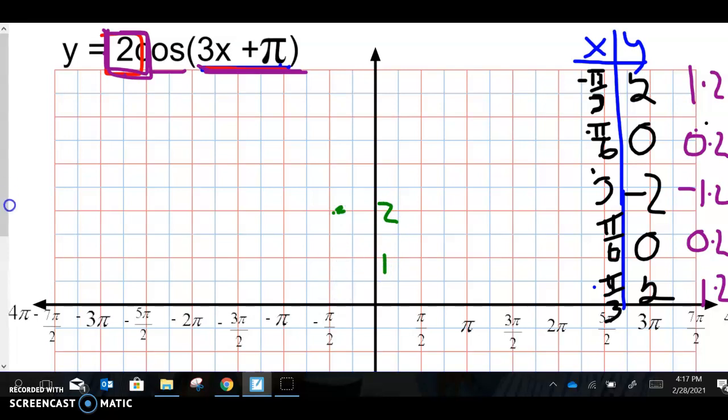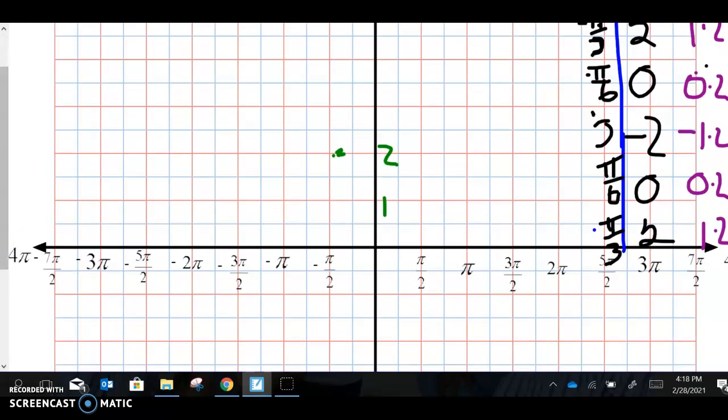And here we'll go with -1 and -2. All right, so what was it? Negative pi over 3 was 2. Negative pi over 6 was 0. 0 gave me -2. Pi over 6, I was back to 0. And pi over 3, I was back to 2.